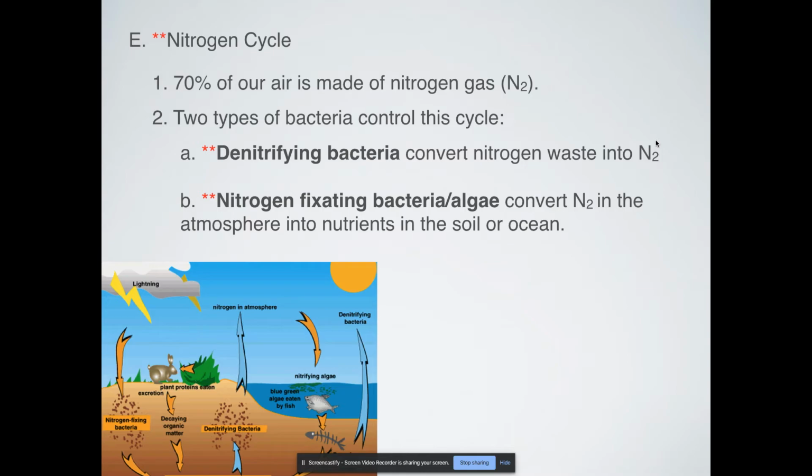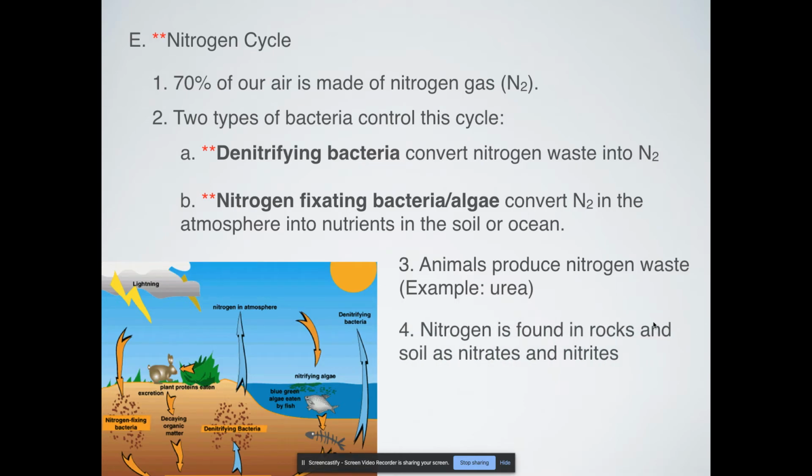And then you have nitrogen fixating bacteria, or in the ocean, nitrogen fixating algae. And that converts the gas that's in the air into nutrients for the soil or for the ocean. Now, who produces the waste? Well, most of the time it's animals that produce the waste. We produce a lot of nitrogen waste in the form of urea. Reptiles have uric acid. And then fish produce just ammonia. So there's a lot of nitrogen waste products. One example is urea, which is in your urine.